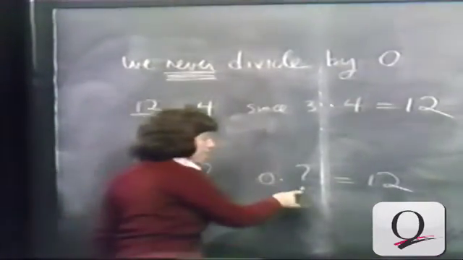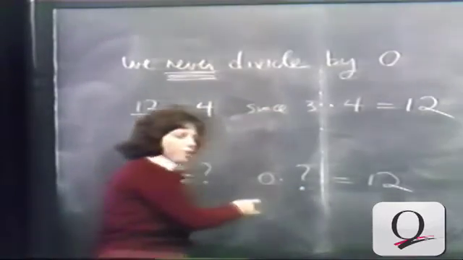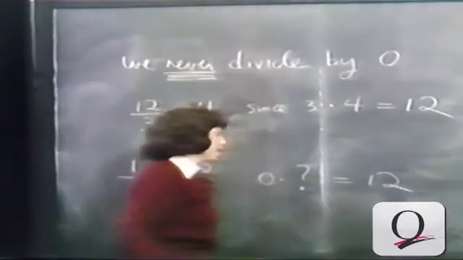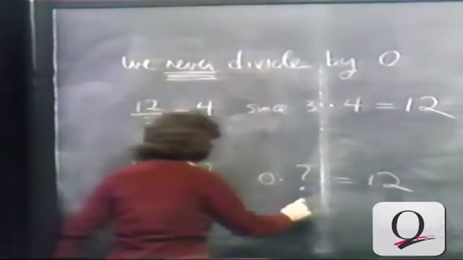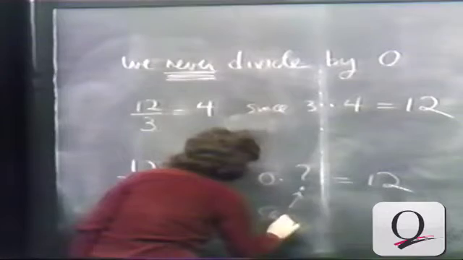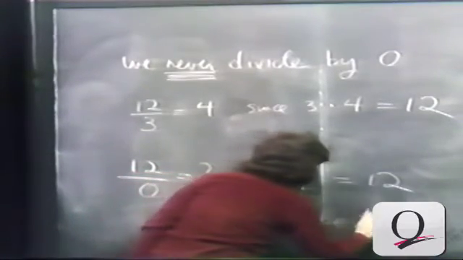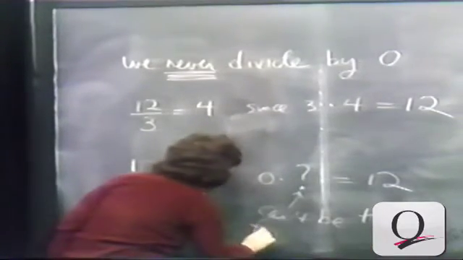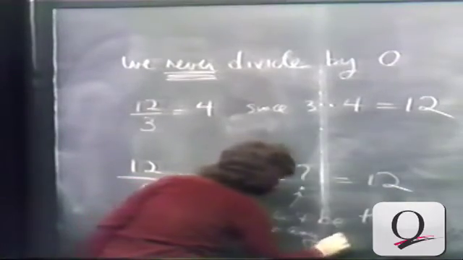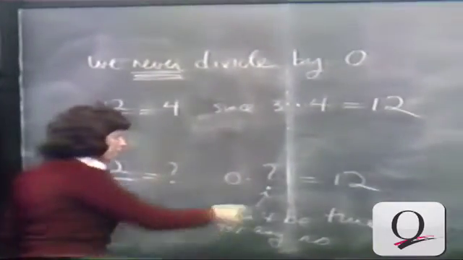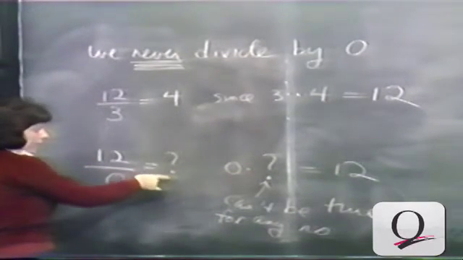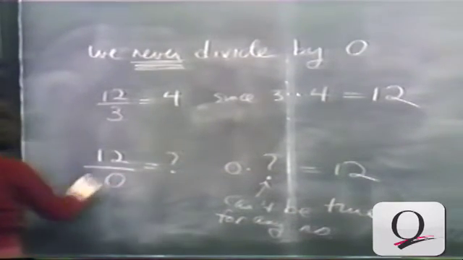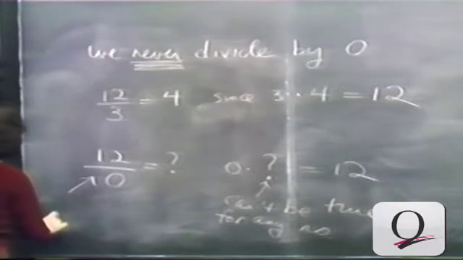But we all know that there's no number that we can put in here, multiply by 0, and get 12. Okay? There is no such number for which this will make sense. This can't be true for any number. You can't multiply something by 0 and get 12. Therefore, this can't make any sense. Okay? So this makes no sense. This is not defined.